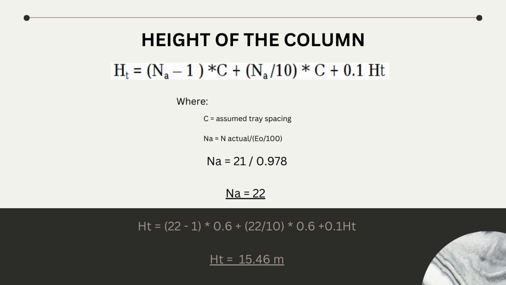So we will now calculate first NA, where NA is equal to 21 over 0.978, and we'll get the value of 22. And now we'll calculate the height of the column, where height of the column is equal to (22 minus 1) times 0.6 plus 22 over 10 times 0.6 plus 0.1 times height of the column. We'll use shift solve in the calculator and we will get the height of the column is equal to 15.46 meters.